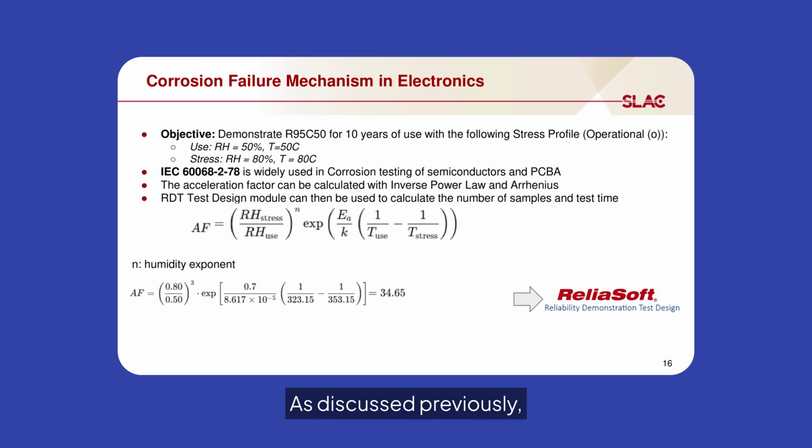As discussed previously, the acceleration factor for moisture-driven corrosion can be calculated using Peck's law, which accounts for the combined effects of temperature and humidity. Once the acceleration factor is established, a reliability demonstration test, RDT module, such as those available in ReliaSoft, can be used to determine the required number of samples and test duration needed to quantitatively demonstrate the target reliability and confidence level.